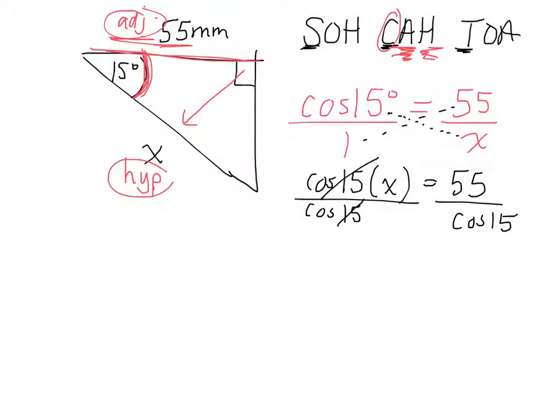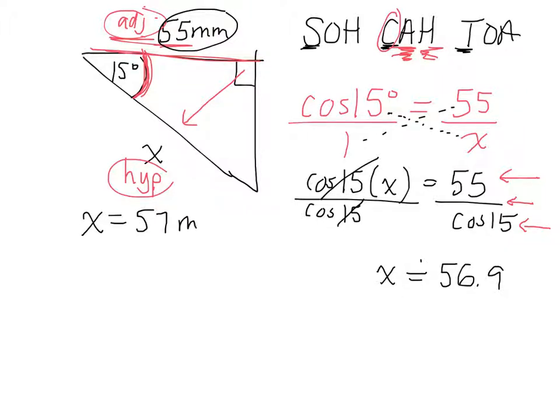So what happens here? This cancels out. I'm left with x is equal to, this is what you have to do on your calculator, 55 divided by cos 15. Okay, so it's around 56.9. So we'll round it to the nearest millimeter. X is approximately 57 millimeters.